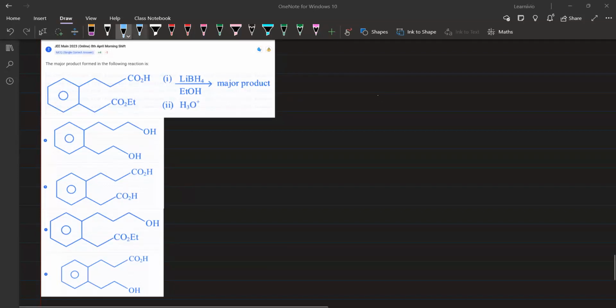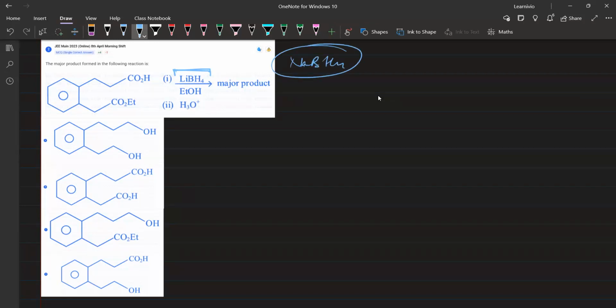Hey guys, we have lithium borohydride. So lithium borohydride is used for the reduction of only esters, selective reduction of esters. If it was sodium borohydride, तब तो कुछ नहीं होता. If it was lithium aluminum hydride, then both CO2H and CO2Et would have been converted to alcohol. But here we are having lithium borohydride. It is used for the selective reduction of esters to alcohol.